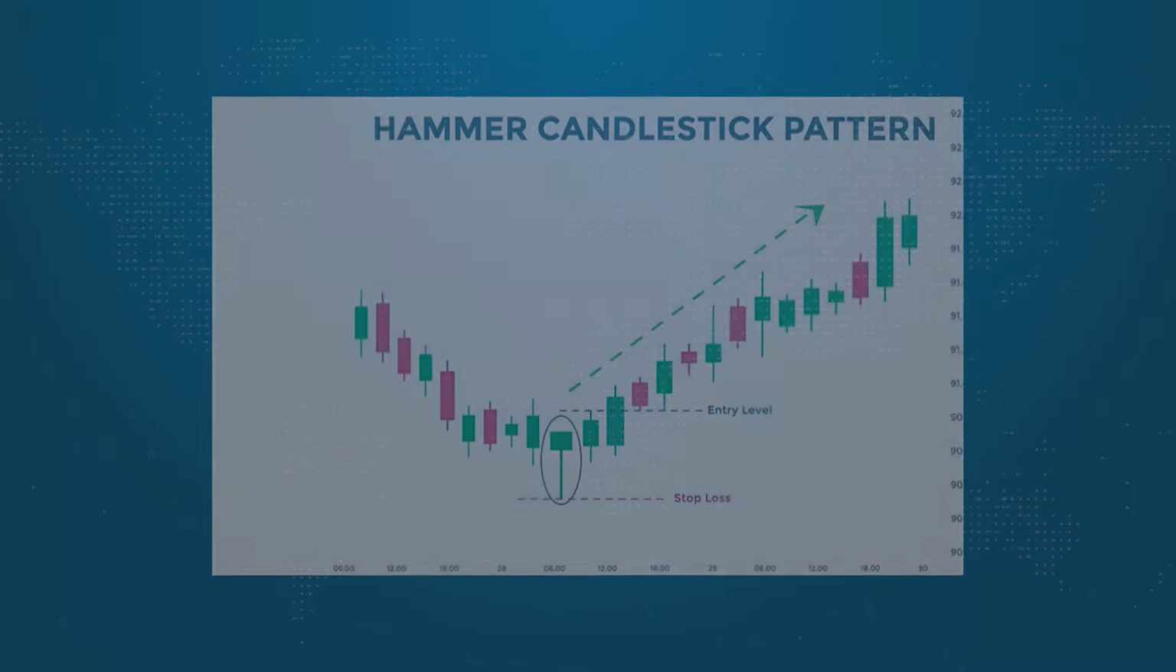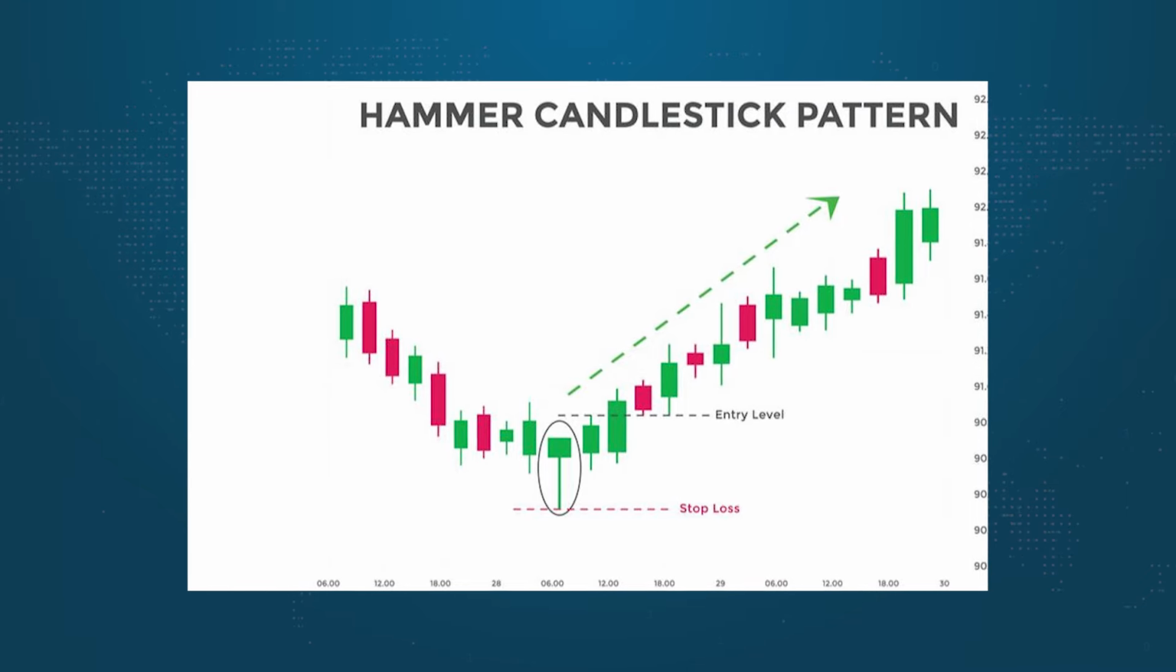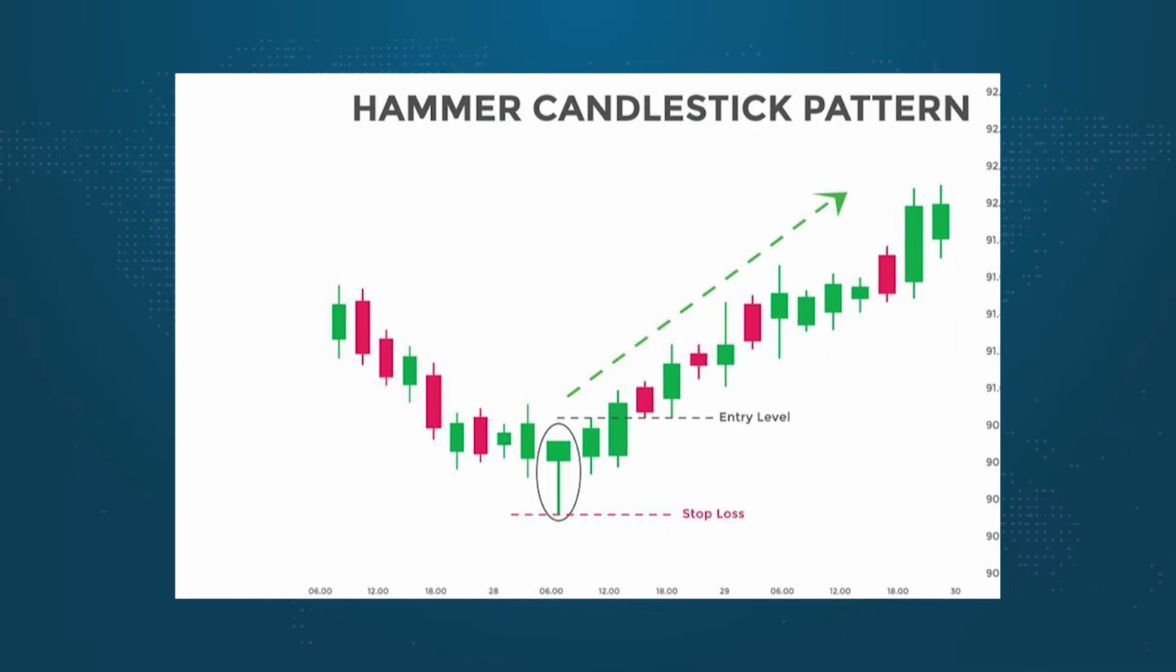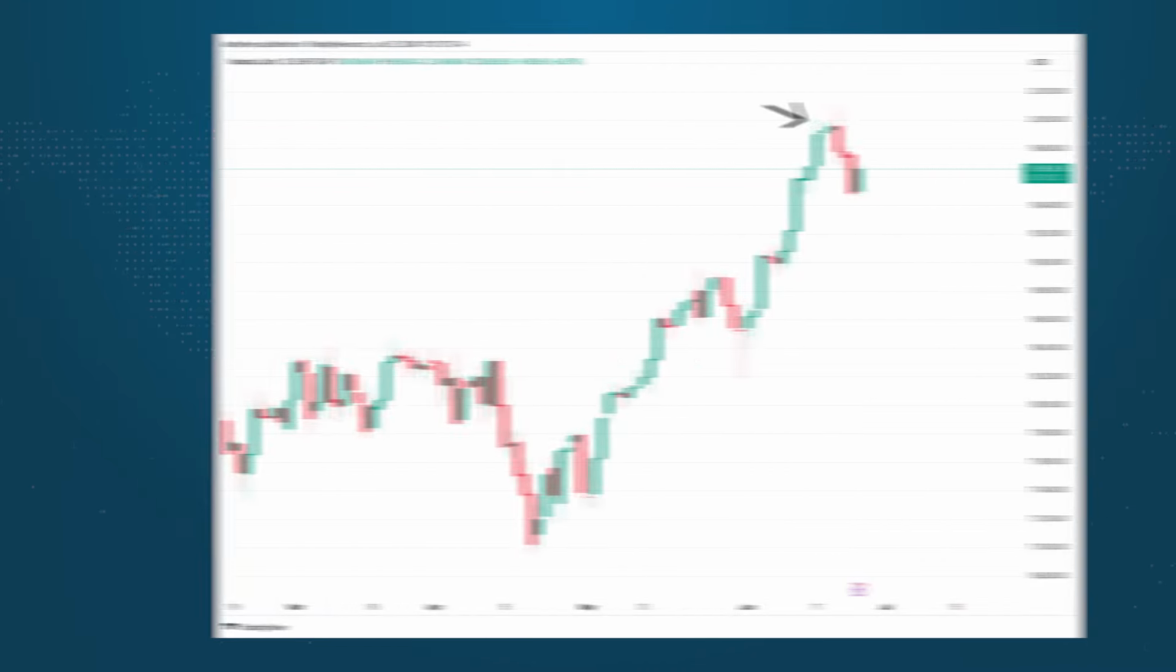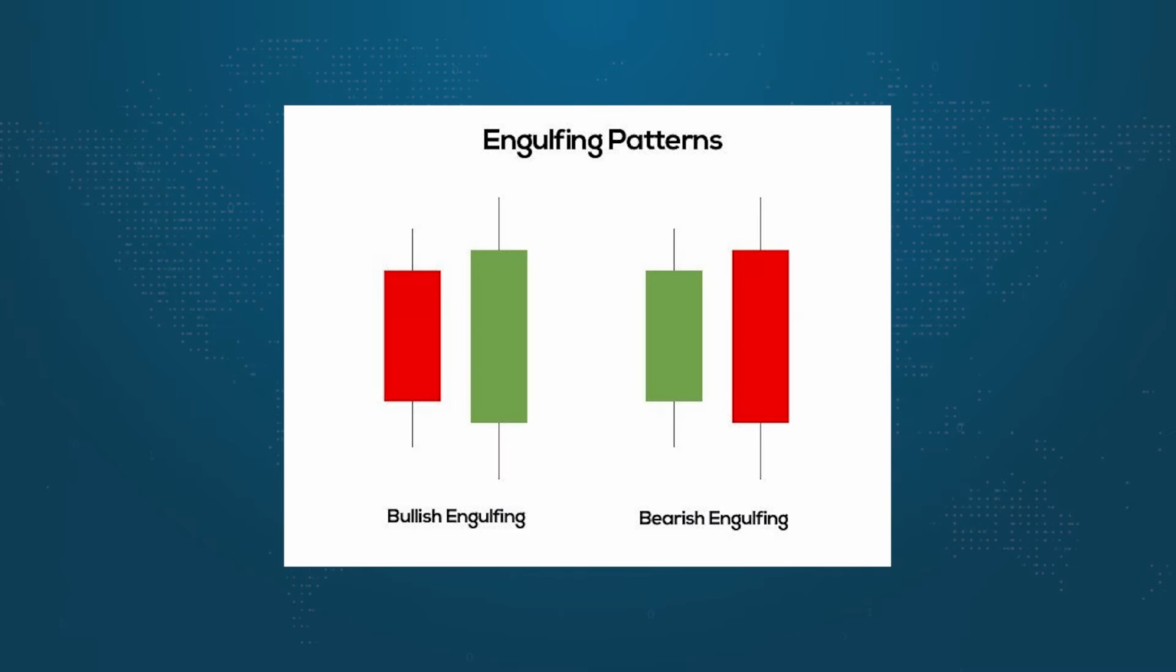For example, a hammer pattern suggests that a price decline is actually near its end. This means the trend might reverse from here and turn bullish again. As you can see in this chart, the price was going down until a hammer pattern appeared and the trend reversed to positive again. Likewise, an engulfing pattern, which is very popular, acts in the same way.